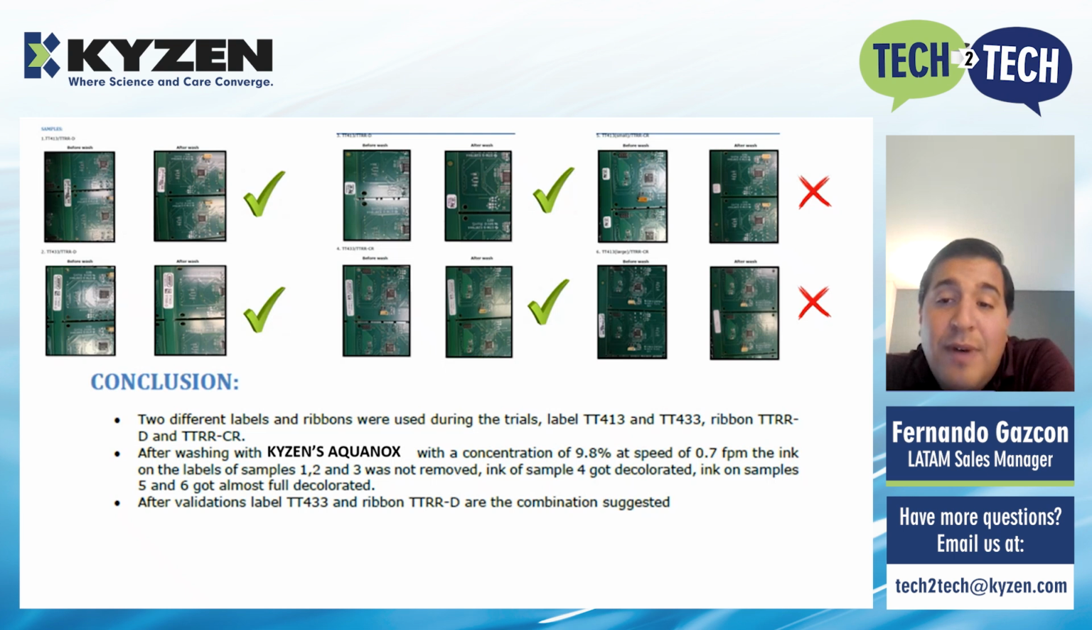At the end, the label manufacturer recommended a specific combination of ribbon and label. After implementing these changes, the issue was completely resolved, ensuring the identification and traceability of the PCBs along the process.